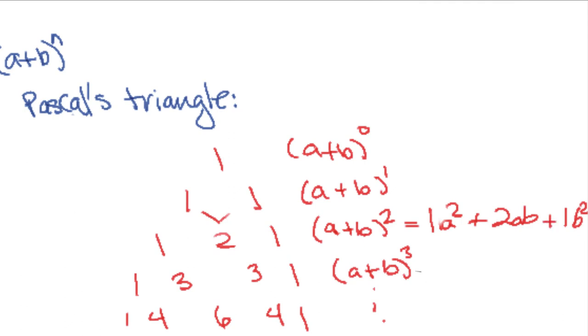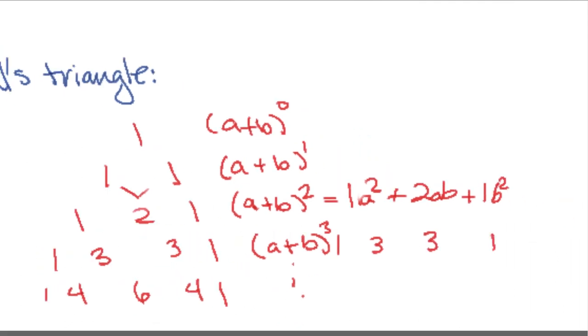Or for this one, it would be 1, 3, 3, 1. Start with your a's. Oops, that's not an a. Let's just maybe erase that. Work your way down till there are no a's. Then start with your b's. Work in the opposite direction until there are no b's. Put a plus sign in between them.